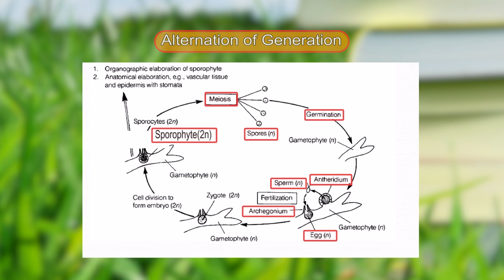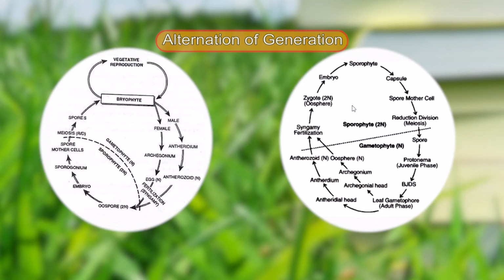Fertilization is taking place, and this is forming a zygote which is a 2N stage. As I told you, this zygote is retained within the gametophyte, which is N. Now this zygote will slowly germinate and it will form a complete sporophytic plant. Here is what I just told. This is the whole life cycle or whole alternation of generation.